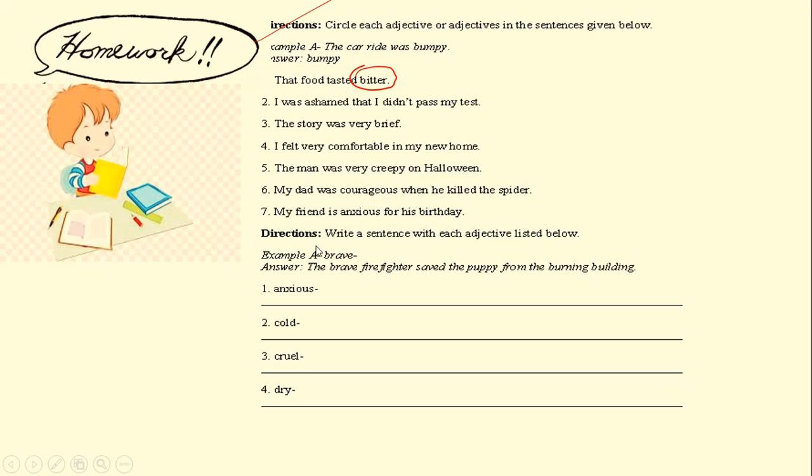Now next one, write a sentence with each adjective listed below. Four adjectives are given here. You have to write a sentence with each. Here you can see one example is given, brave. Brave is the adjective given. You can write your answer like this: the brave firefighter saved the puppy from the burning building. Like this, you have to use these 4 adjectives: anxious, cold, cruel, and dry in sentences of your own. It's very interesting and fun to do this exercise.